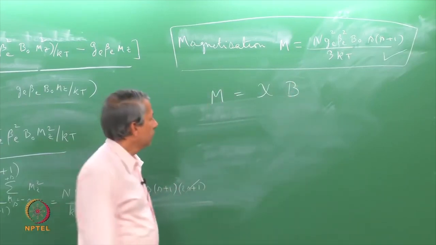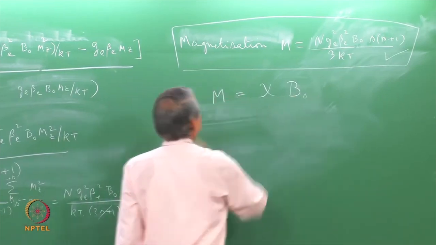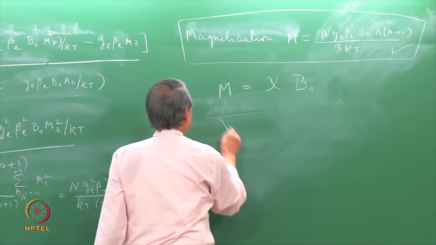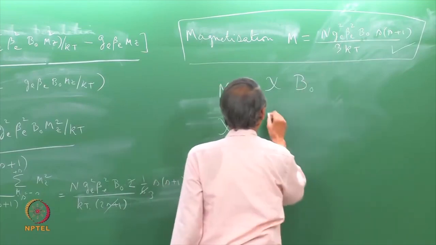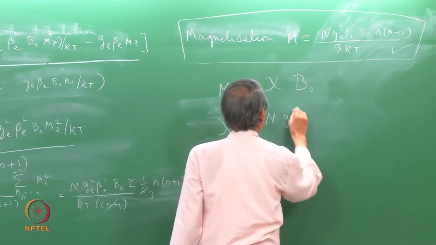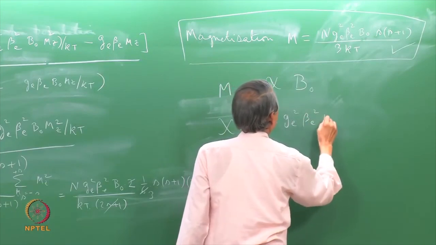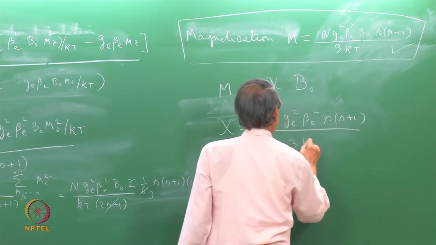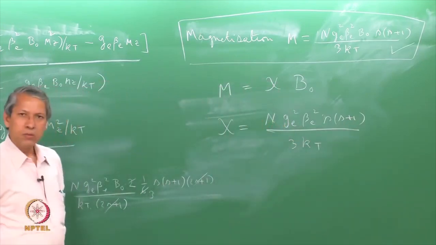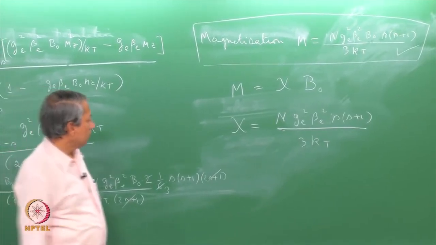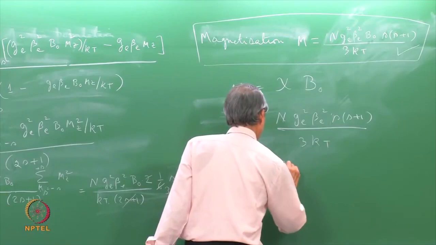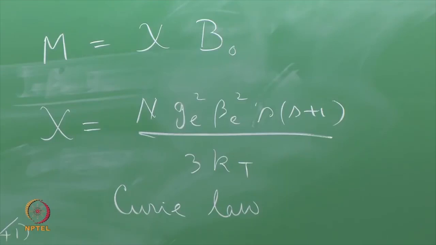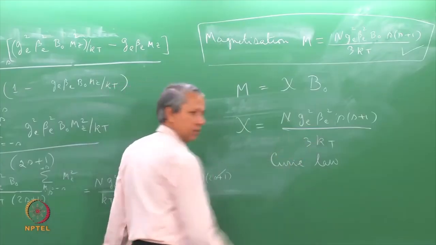Called static susceptibility. When it is kept in a magnetic field B0, let us say I get a magnetization of this kind, then if you compare this with this, the static susceptibility is nothing but this n. You should be able to recognize that this is nothing but the Curie law of the magnetic susceptibility and its temperature dependence.